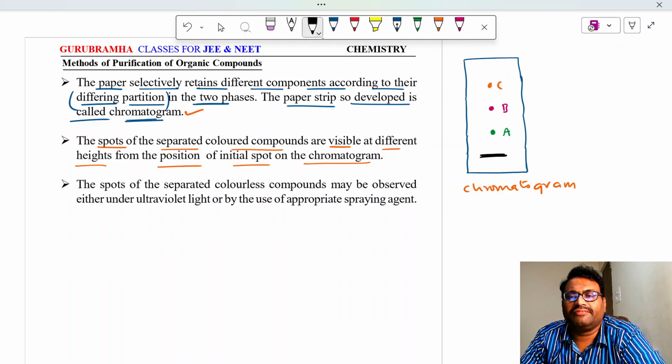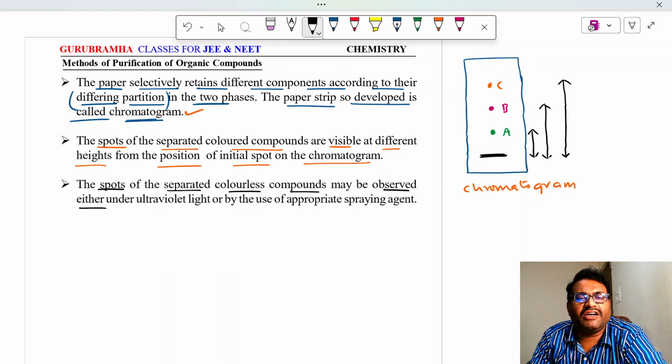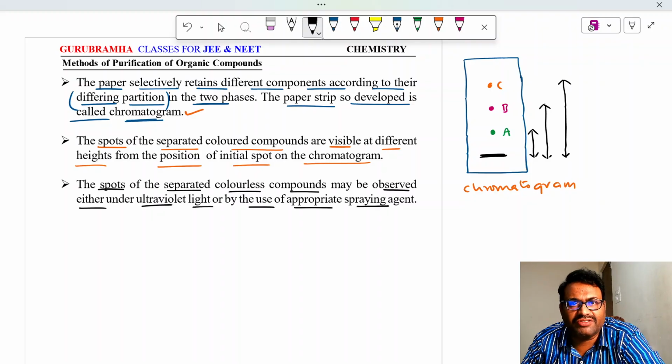Initial spot is this one. So on the chromatogram, you find A moving some less distance, B moving more distance, C moving very much more distance. The spots of the separated colorless compounds may be observed either by ultraviolet light, which we have already seen, or by using an appropriate spraying agent. We have already seen the ninhydrin reagent. When it is sprayed on amino acids, you get purple color, which is also called Ruhemann's purple.